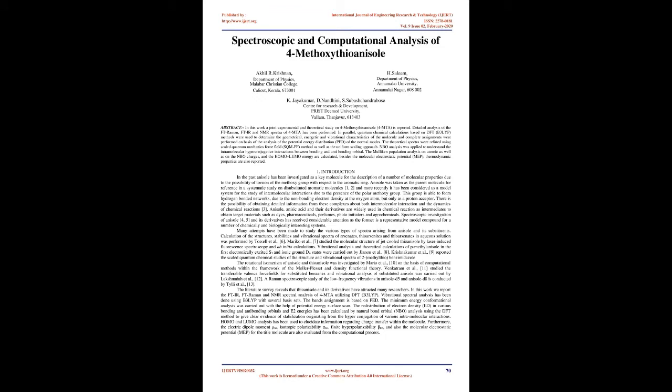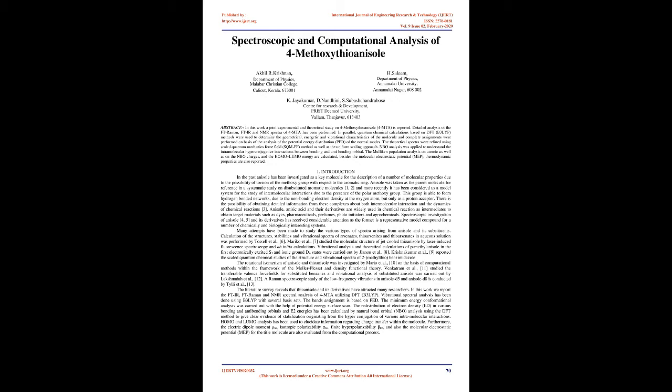This group is able to form hydrogen-bonded networks, due to the non-bonding electron density at the oxygen atom, but only as a proton acceptor. There is the possibility of obtaining detailed information from these complexes about both intermolecular interaction and the dynamics of chemical reactions. 3. Anisole, anisic acid, and their derivatives are widely used in chemical reactions as intermediates to obtain target materials such as dyes, pharmaceuticals, perfumes, photoinitiators and agrochemicals.